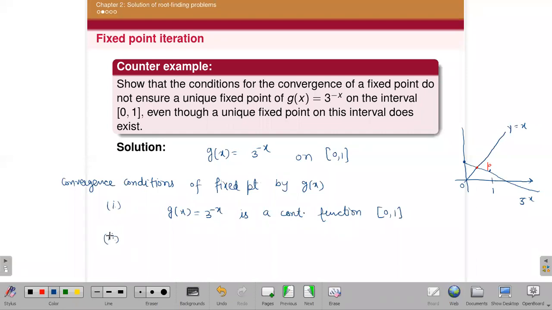Second condition, g maps into itself. How to show g maps into itself? Let us take its derivative: g dash of x is 3 raised to power minus x times minus ln of 3. So how to find the maximum and minimum? It is less than 0 for all x belonging to [0, 1]. So if it is less than 0, then g of x is a decreasing function on [0, 1], which means it keeps on decreasing.